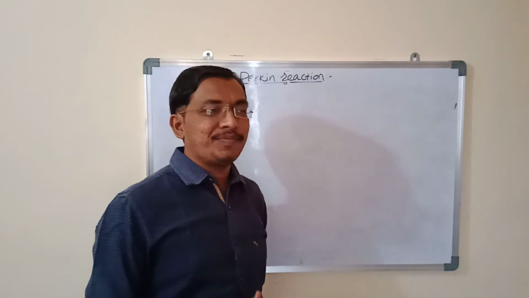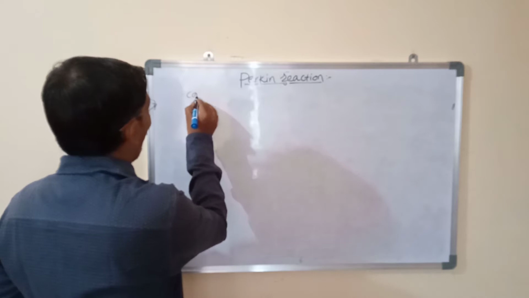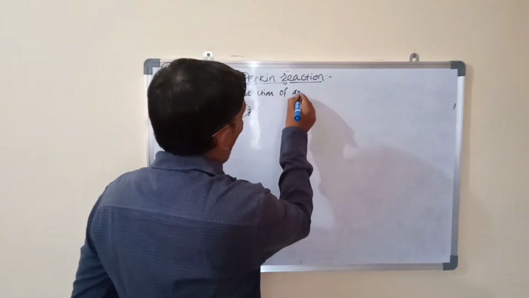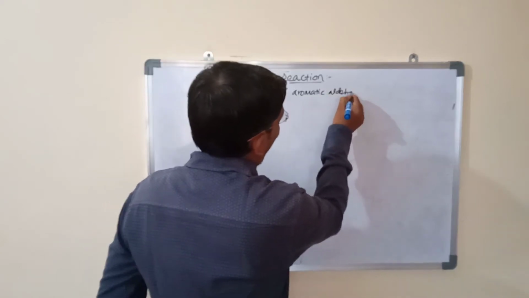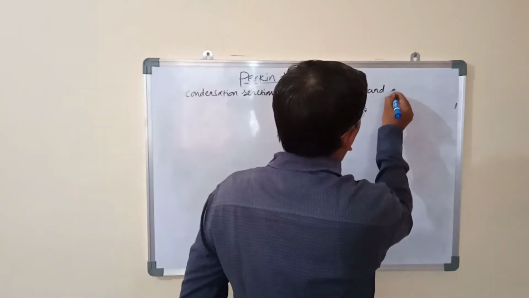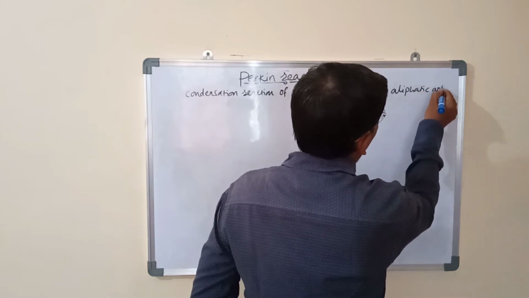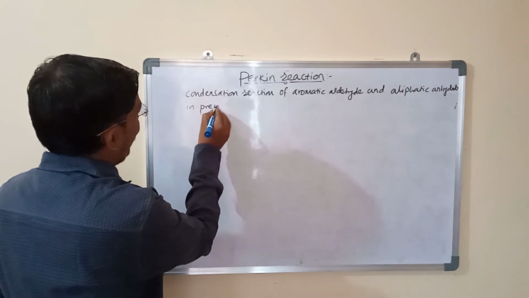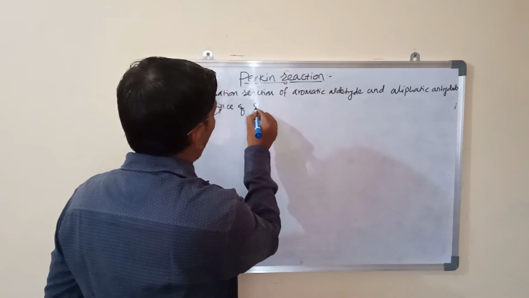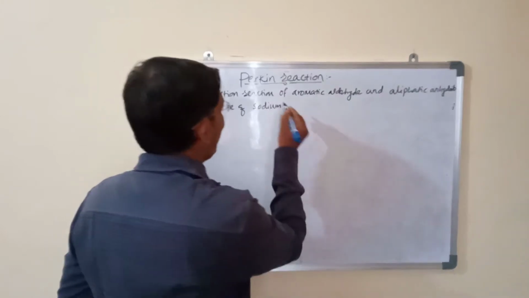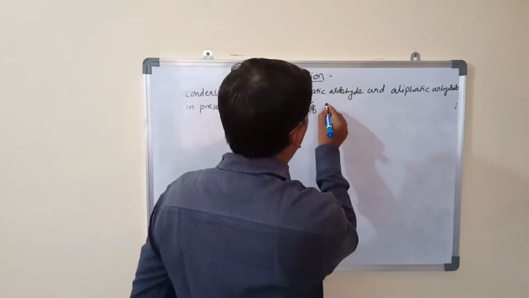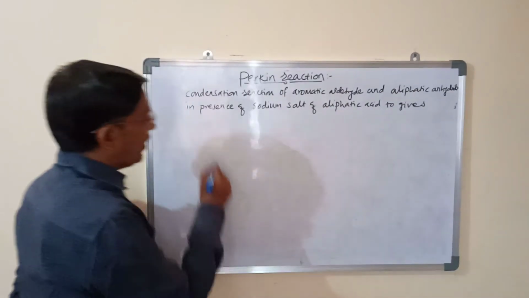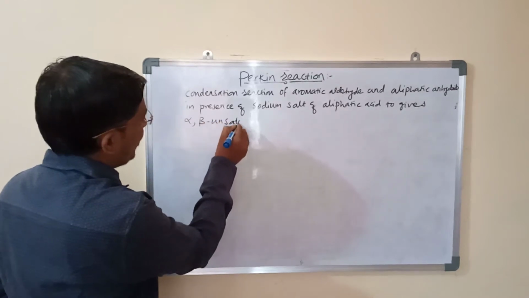Today we will learn the Perkin reaction. The Perkin reaction is a condensation reaction of an aromatic aldehyde and an aliphatic acid anhydride, in the presence of the sodium or potassium salt of the aliphatic acid, to give an alpha beta unsaturated acid.